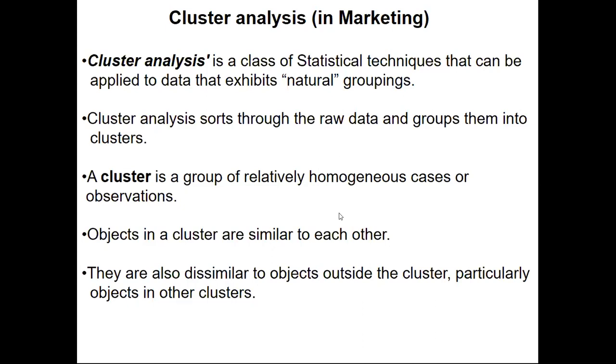If they are homogeneous within themselves, their distance will be very meager. Between groups, there will be a lot of difference. That is the context with which you evaluate the data. That's what I said: dissimilar objects outside the cluster, particularly objects in other clusters. That is what we do.